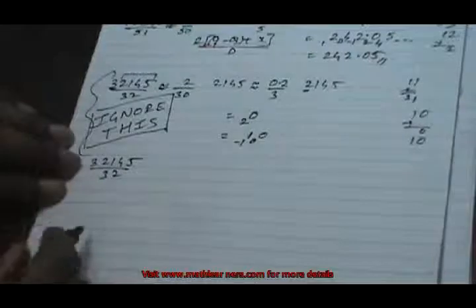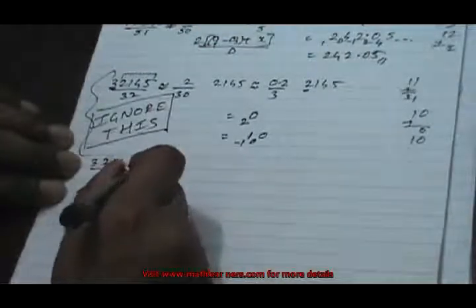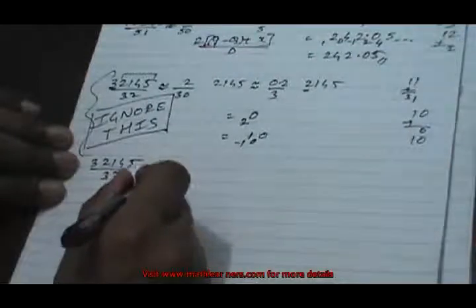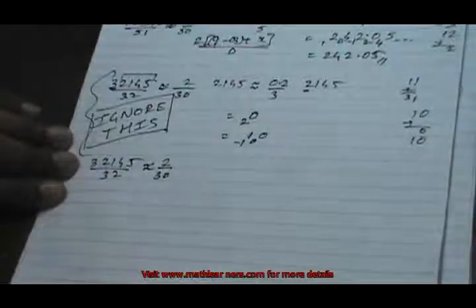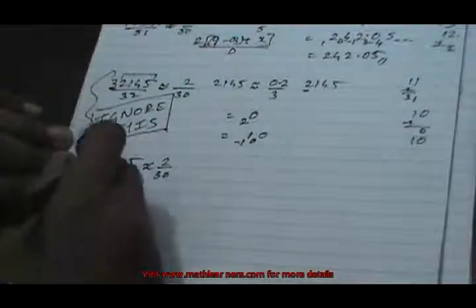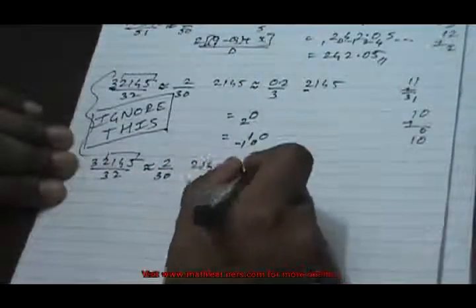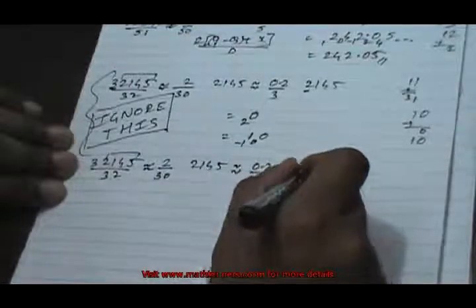So 3 will be decremented by 1, so it comes as 2, and 32 will be approximated to the nearest multiple of 10, that is 30, and our extra digits will be 2145. So this can be written as 0.2 by 3, 2145.